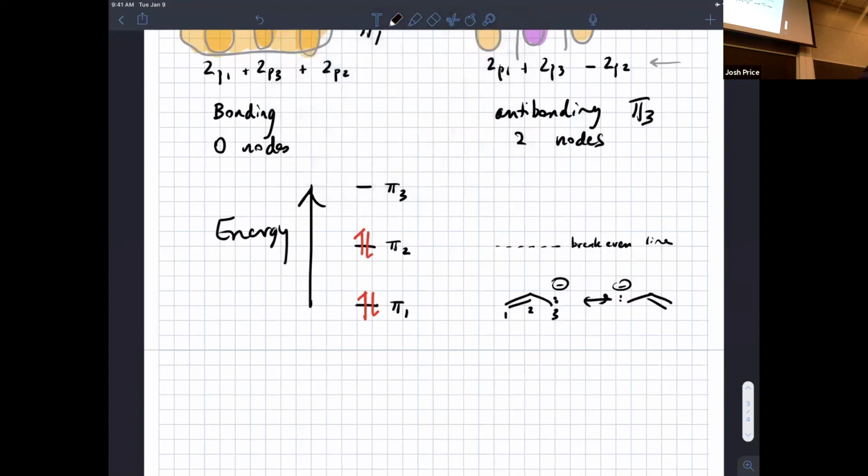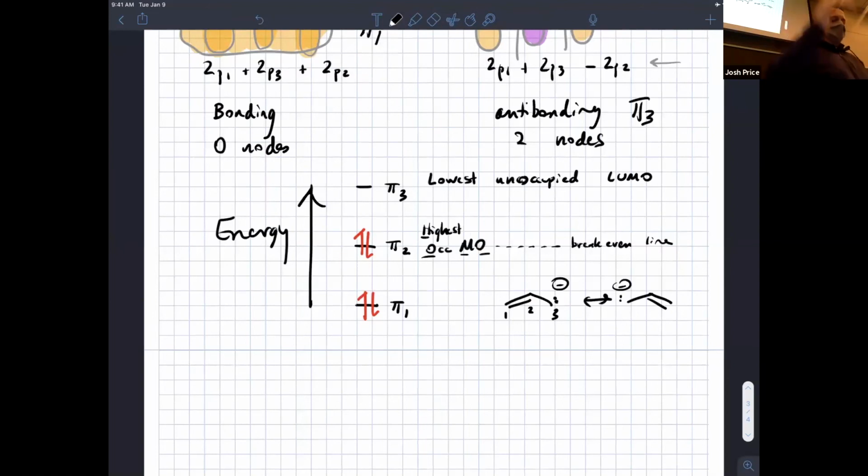At this stage, I'm going to introduce a new term. The lowest unoccupied molecular orbital is going to be called the LUMO. And I'm not going to write out the rest of the words because I'm lazy. And the highest occupied molecular orbital we'll call the HOMO. The HOMO and the LUMO. The HOMO is the highest energy electrons, the most reactive electrons. The LUMO is the lowest energy hole for more electrons to go into if we added them.